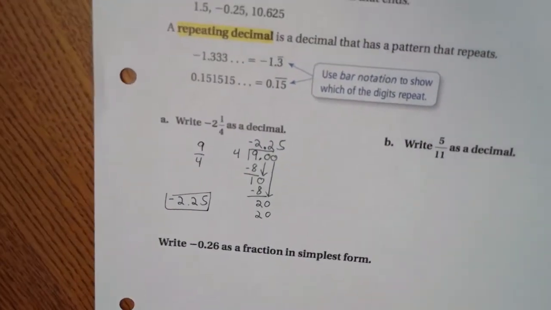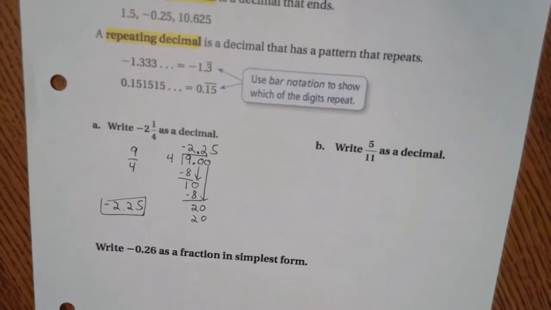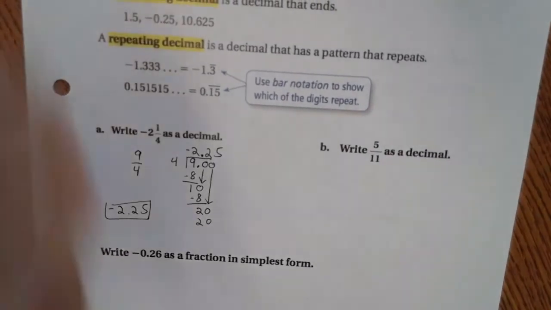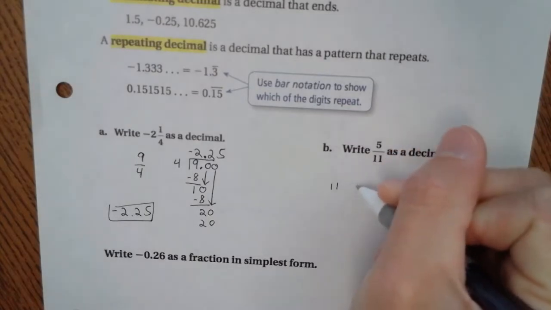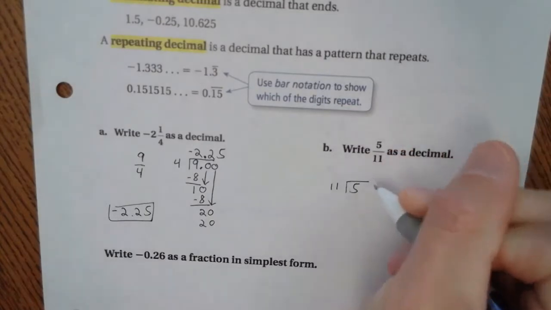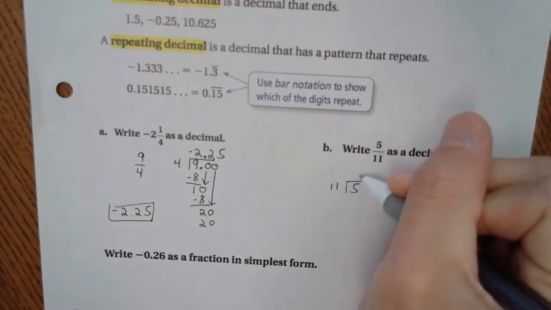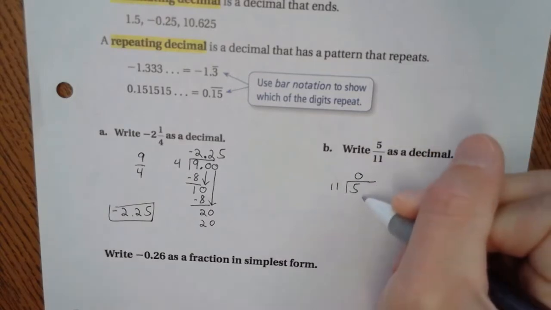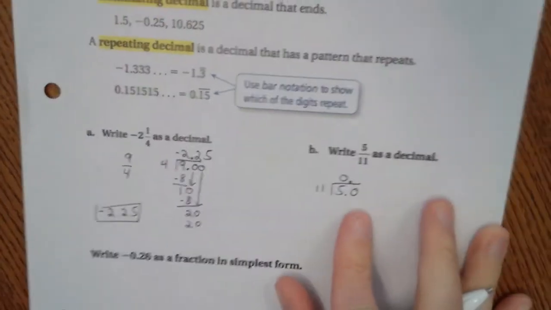Let's look at B. So I have 5 divided by 11. So this is not an improper fraction or a mixed number, so I can just go straight into division. So 11 is going to go on the outside, 5 is going to go on the inside. So 11 does not go into 5, so I put a 0. And then I'm going to put a decimal and a 0. Also bring my decimal straight up.